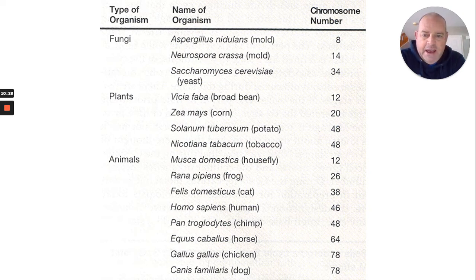There's also some other weird comparisons in here to humans. If you look at, let's say, a housefly, it only has 12. That probably makes sense to you, right? It has a lot less. But what about a potato? A potato has 48. Two more than we do. Okay, it's kind of weird, right?